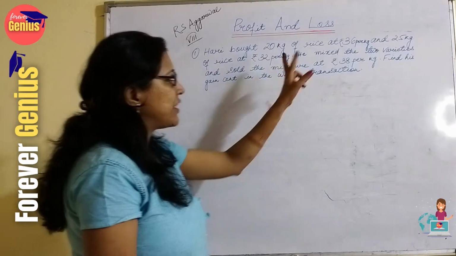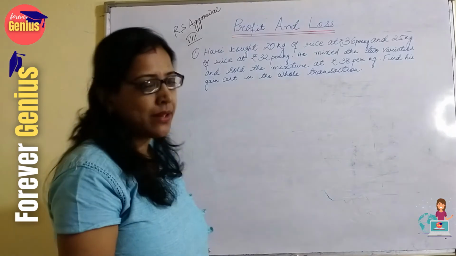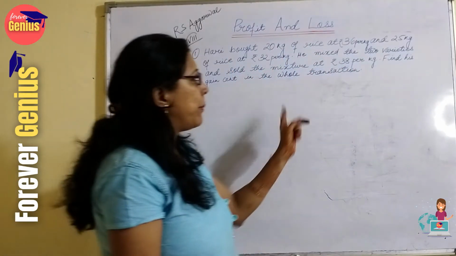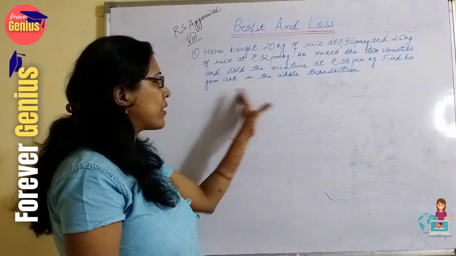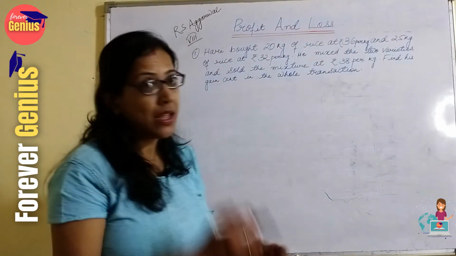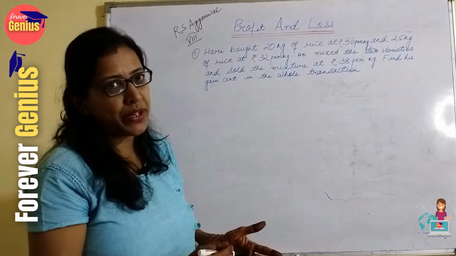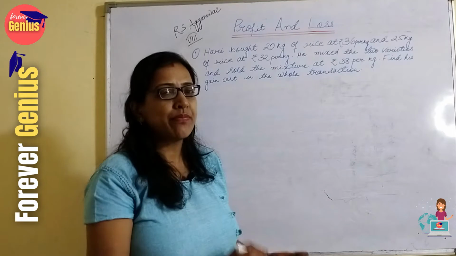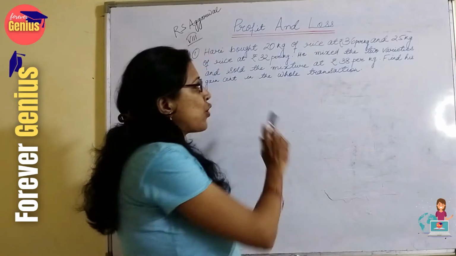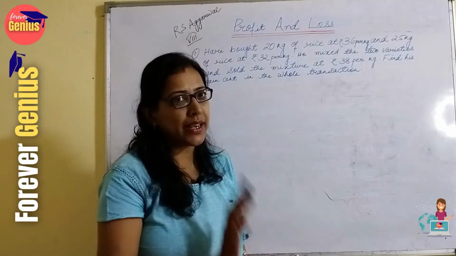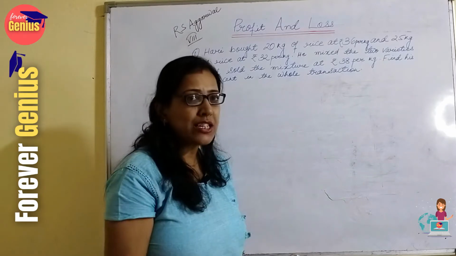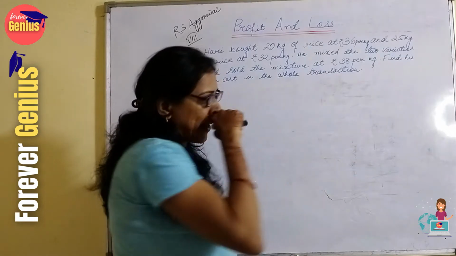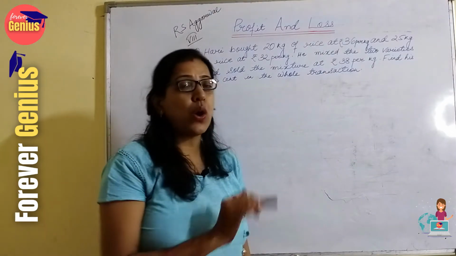Hari bought 20 kg of rice at 36 per kg and 25 kg of rice at 32 per kg. He mixed the two varieties and sold the mixture at rupees 38 per kg. See, the cost prices of two commodities of different quantities are there, but after mixing, the selling price is one. So we have to first identify the total cost price in these types of questions, and then we can find the profit in the whole transaction.